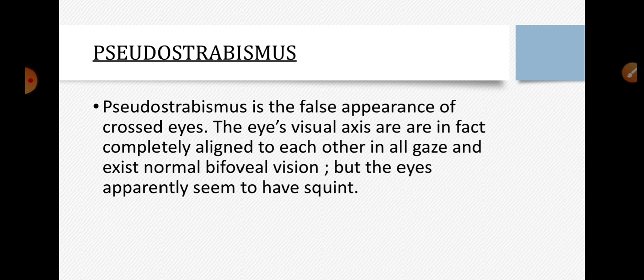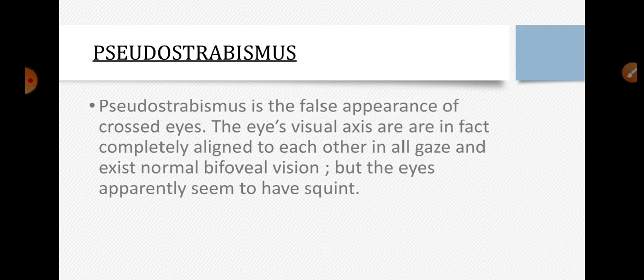Pseudoexotropia. If the person has hypertelorism, that means a condition of wide separation of the two eyes, or a positive angle kappa, or an excessively narrow nasal bridge, or too large an interpupillary distance, or narrowing of the lateral canthus, this condition makes the eye look like a strabismic eye, but these eyes have normal binocular vision.